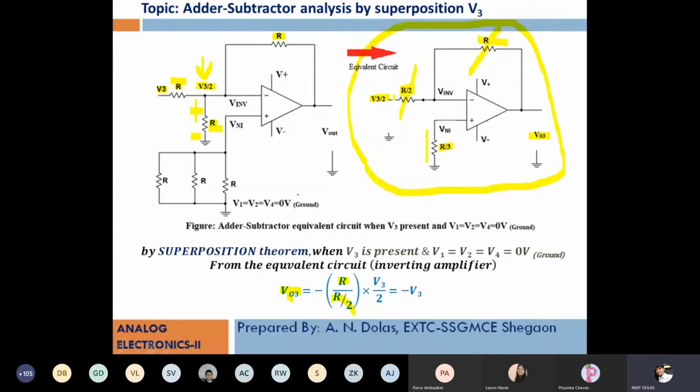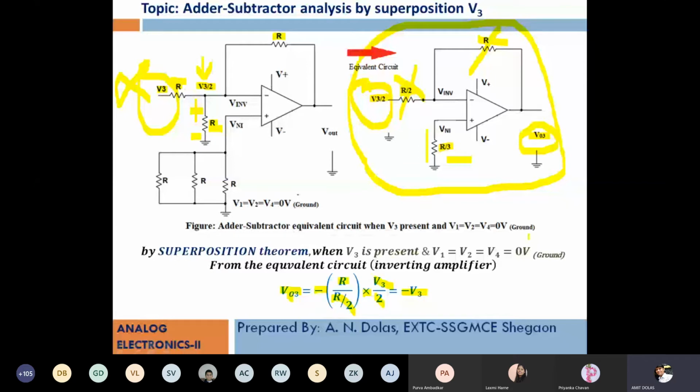What is the source now? Source is not V3, don't consider that. The effective source is V3 by 2, and I have multiplied by V3 by 2. As I said, it is inverting mode, so a minus sign is kept here. R upon R by 2 will be 2. So the 2 gets cancelled, only V3 remains with the minus sign. So the output V03 in this network is simply minus V3.